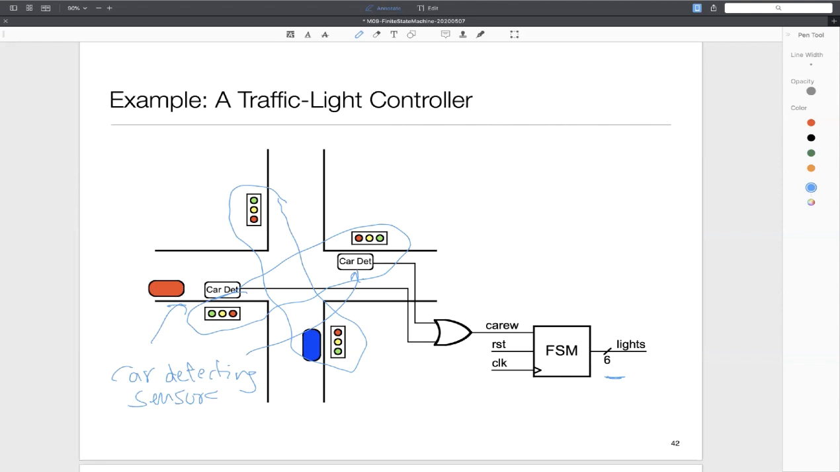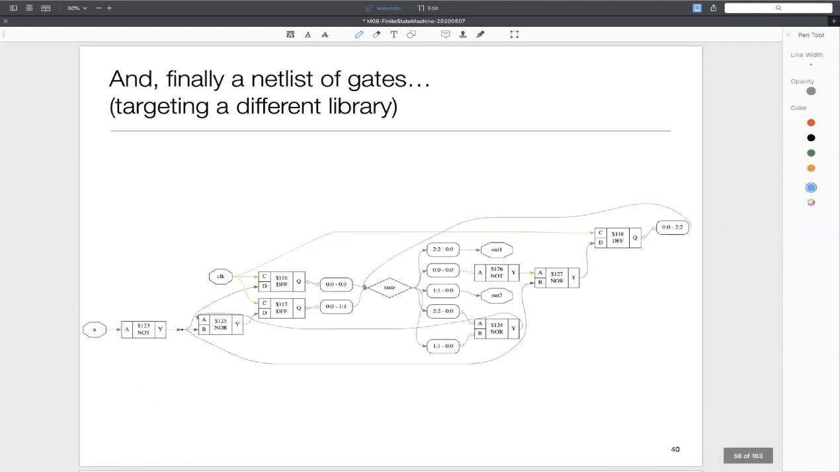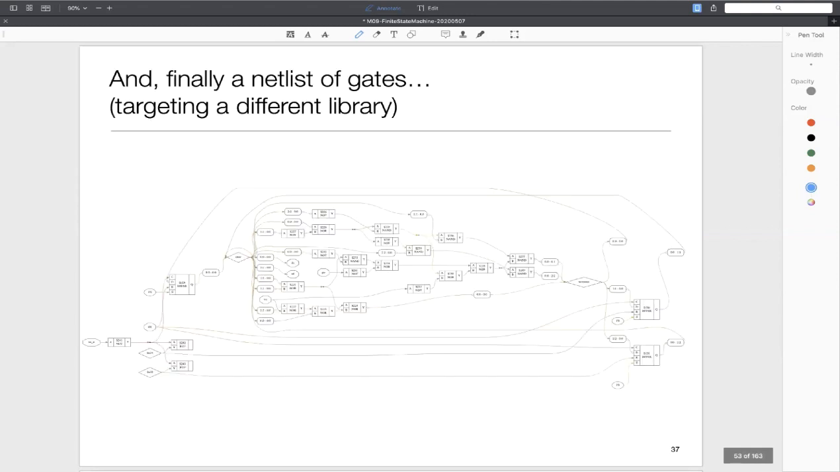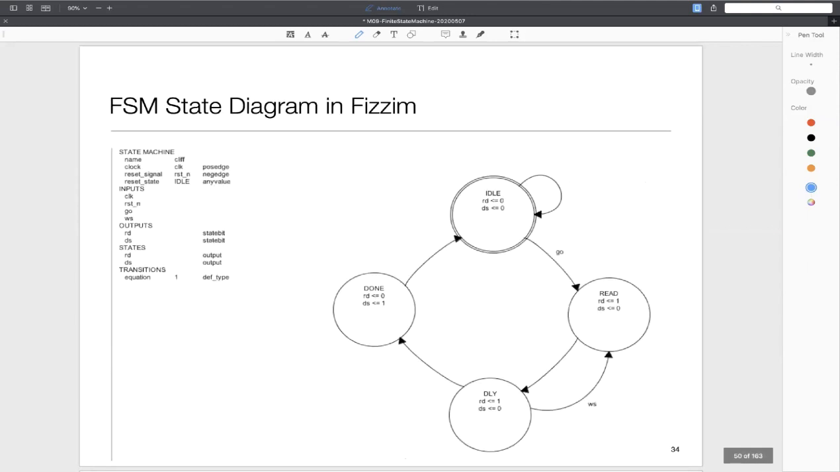Professor? Mm-hmm. Just to clarify, what do you mean by the transition states? I think it was a part of the previous one. Like, what do you mean by transitions? These edges, these are transitions, right? Like this transition. Oh, okay. All right, thank you. Okay.